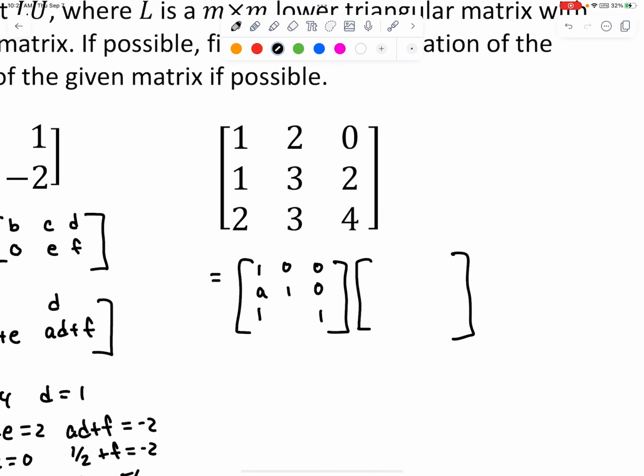So we're going to say A, B, C. And then the upper triangular matrix will have D, E, F, G, H, and then I with 0s below the main diagonal. Remember, the main diagonal of the upper doesn't necessarily need to be 1. That's only the case for the lower.